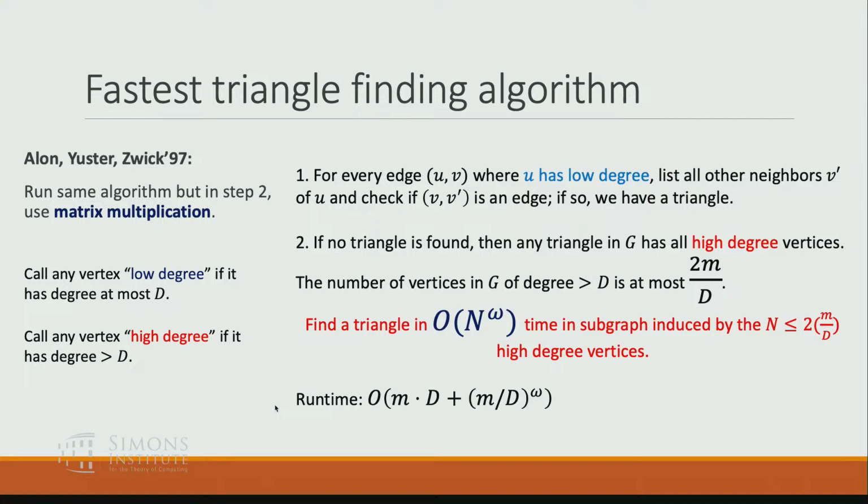Overall running time is this. By setting d to be m to the (omega minus 1) over (omega plus 1), the running time is m to the 2 omega over omega plus 1, which is m to the 4/3 when omega is 2.